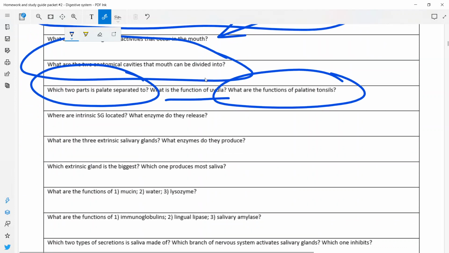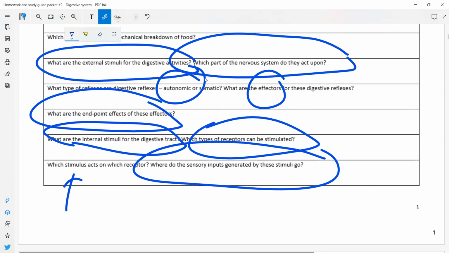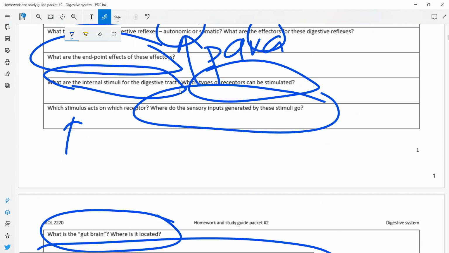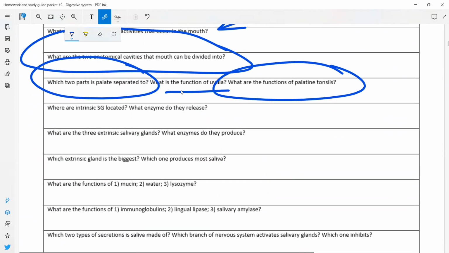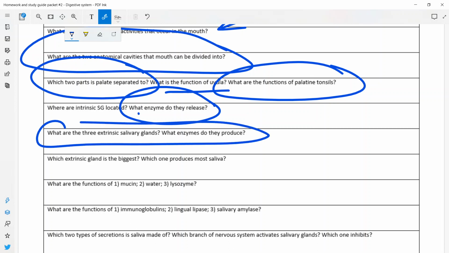Another important thing to remember, I'm going to go back for a second to the reflexes. Reflexes are not just autonomic, they are mediated by the parasympathetic nervous system. Intrinsic salivary glands are located in the tongue, lips, walls of the oral cavity, gums, and so on, and they release lingual lipase.